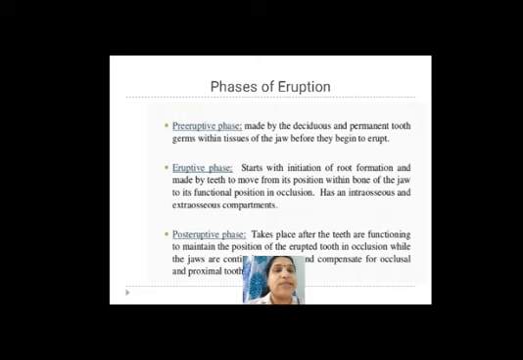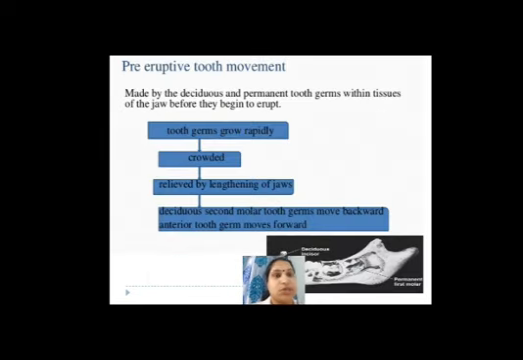That is, it starts with the initiation of root formation and it is made by the teeth from its position within the bone of the jaws to its functional position in occlusion. And eruptive phase alone has intraosseous and extraosseous components. And post-eruptive phase takes place after the teeth has reached its occlusal position in the jaws.